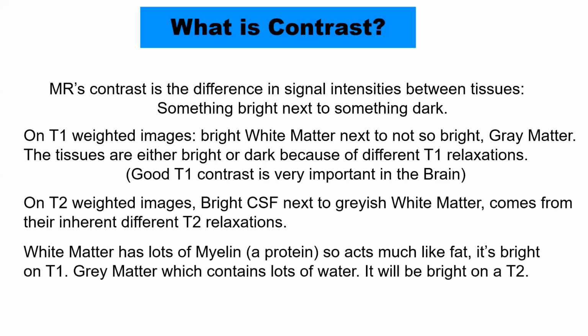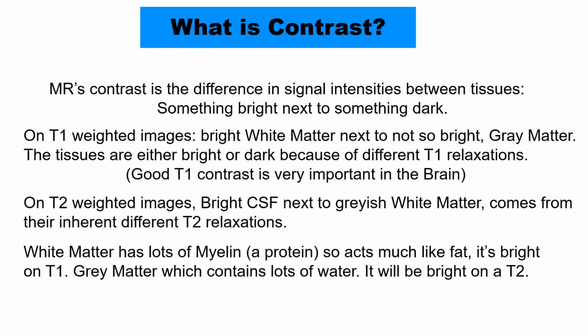So why do I say gray matter and white matter? Well, white matter has a high protein content to it. It's called myelin. It kind of acts a little bit like fat. It's got a short T1. But gray matter has a lot of water in it, so it acts like water. And we want to see good T1 contrast. That's very important in the brain.